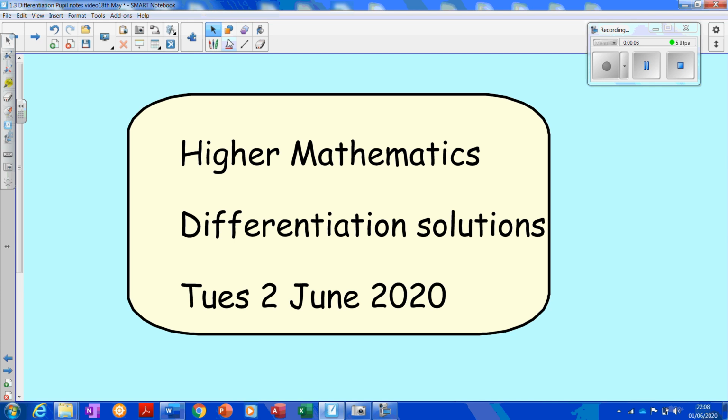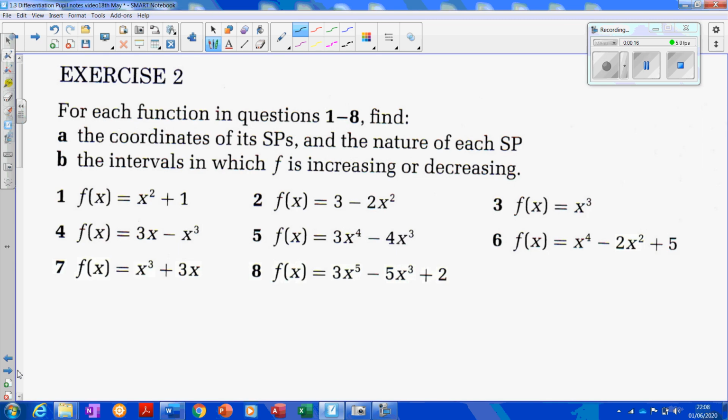Now this is the solutions to the work that I gave you over the weekend. Your lesson is on a separate video, okay, so this video is entirely the solutions for the exercise that I gave you. I asked you to do exercise 2, so we've got to find the coordinates of stationary points, find the nature of each stationary point, and find the intervals where the curve is increasing or decreasing. I did question 5 with you last day, so I'm now going to do question 1 with you.